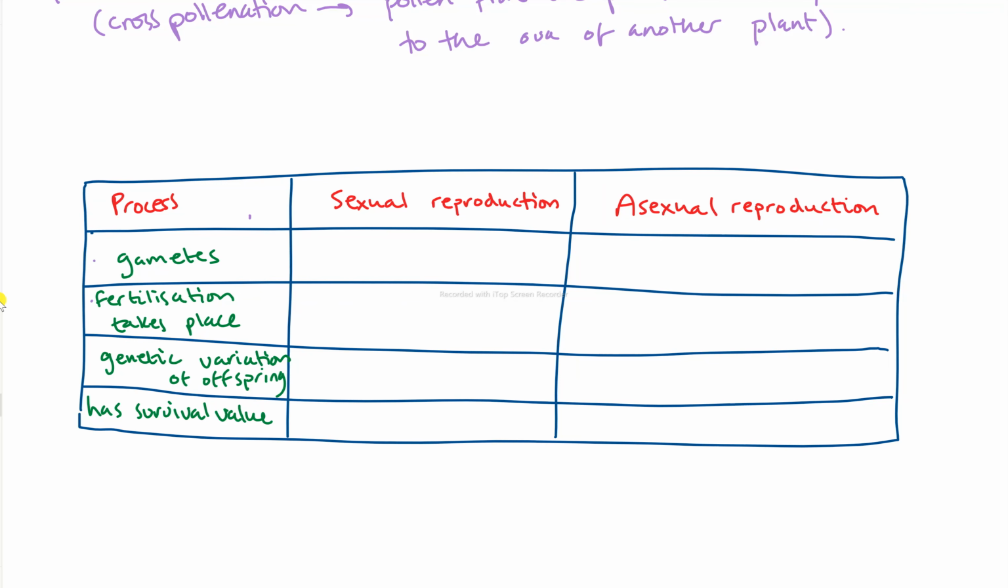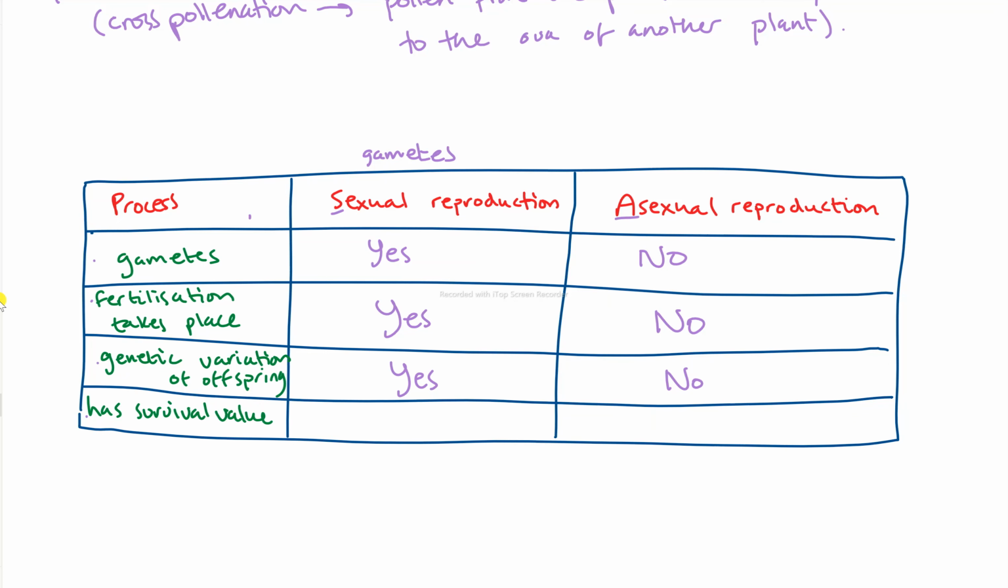These are the four processes that we look at, and we compare sexual to asexual. This is where you have gametes, that's the pollen and the ova, and in this one you don't have any gametes. So, do we have gametes? Yes, we do. Do we have gametes? No, we don't. Does the process of fertilization occur? Yes. In here, no. Do you have genetic variation? Yes, you do. Does it have genetic variation? Nope.